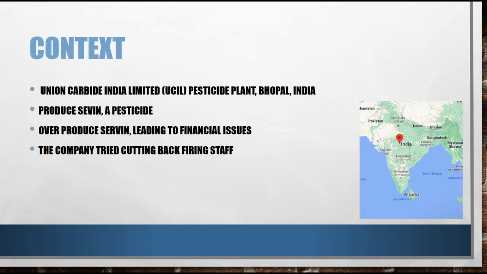Union Carbide tried to boost sales by increasing production of Sevin. Unfortunately, this did not boost sales and led to financial issues for the plant. In order to boost profits, the company tried cutting back on staff, which led to firing a lot of high-skilled workers.